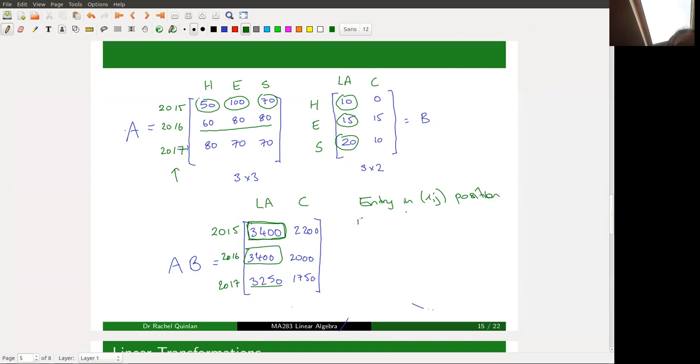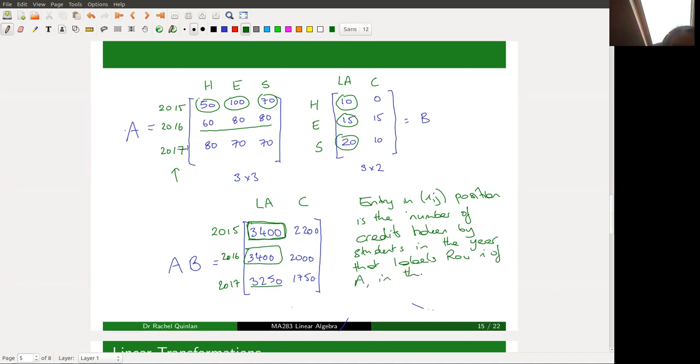is the number of credits taken by first-year students in the year that labels row I of A or of AB in the subject linear algebra or calculus that labels column J.